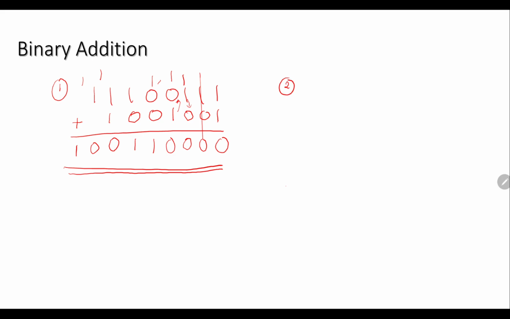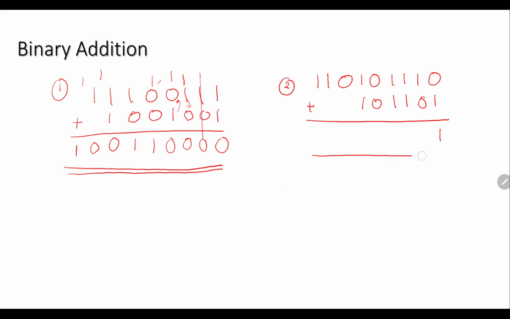Take another example. 1 1 0 1 0 1 1 1 0, add by 1 0 1 1 0 1. So if you add them, 0 plus 1 is 1. 1 plus 0 is 1. 1 plus 1 is 0, carry 1. 1 plus 1 is 0, 0. You have 1 here. Bring this one down. Then you have 1 carry here.